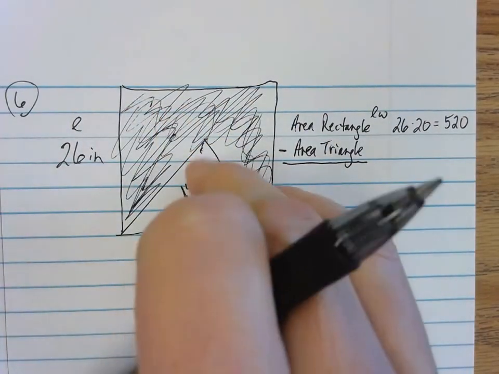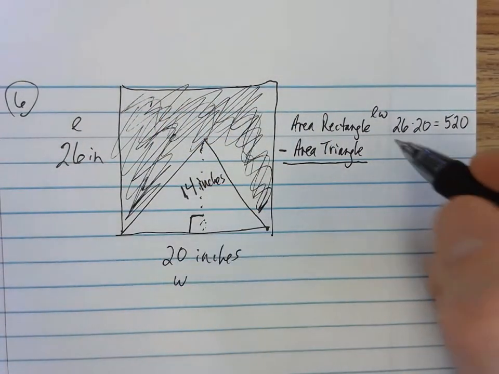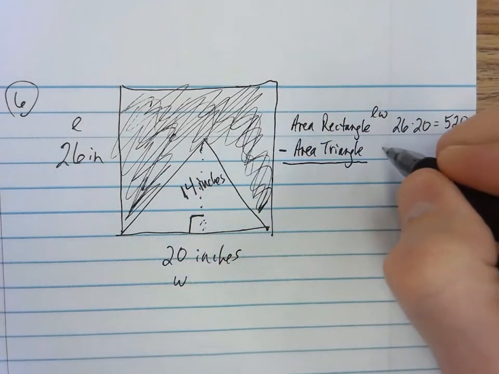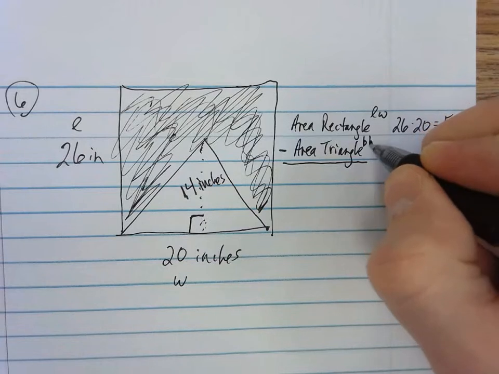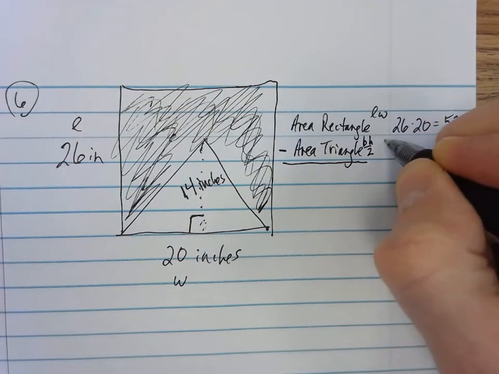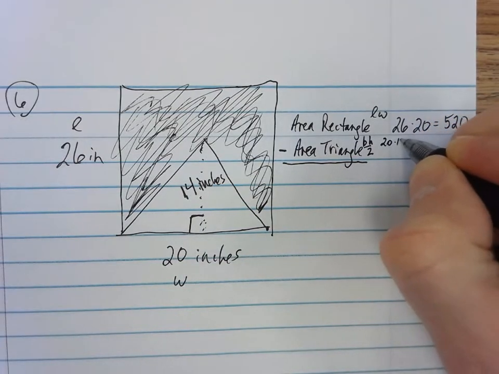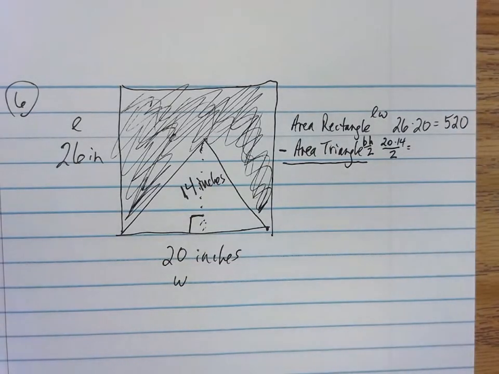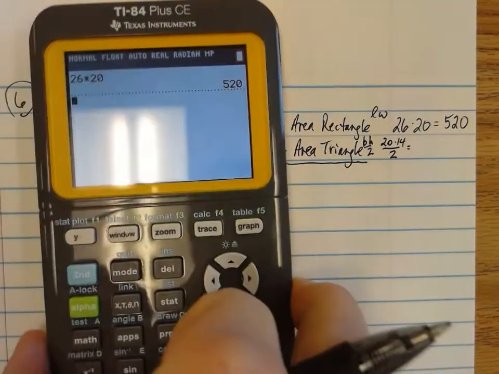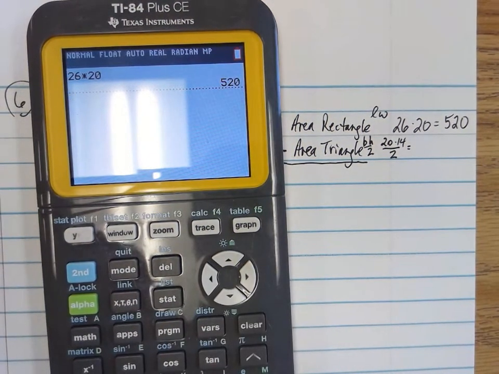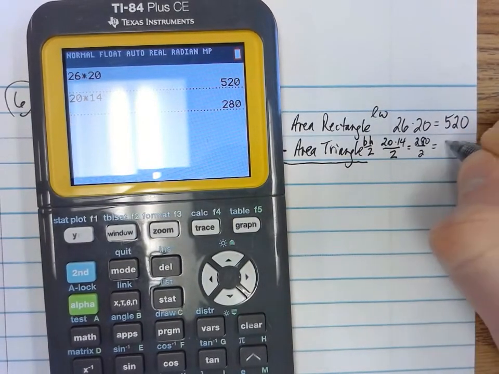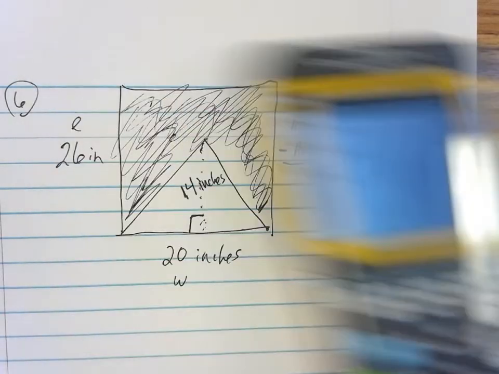Now we've got to subtract that triangle part out, so I've got to get the area of the triangle. So the base of the triangle is 20, the height is 14, so that's base times height divided by 2, so that would be 20 times 14 divided by 2. 20 times 14 is, let's see, I think it's 280, but let's make sure. 20 times 14, is that 280? Yeah, 280. And 280 divided by 2, of course, is 140.